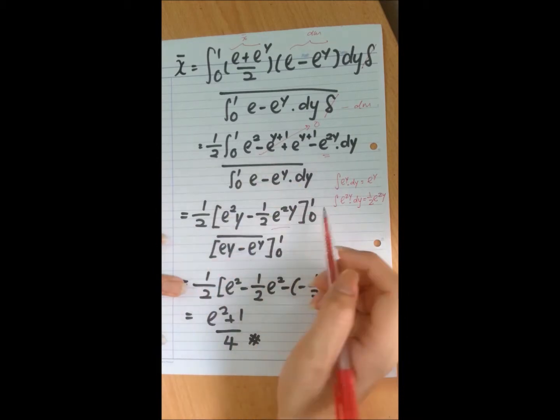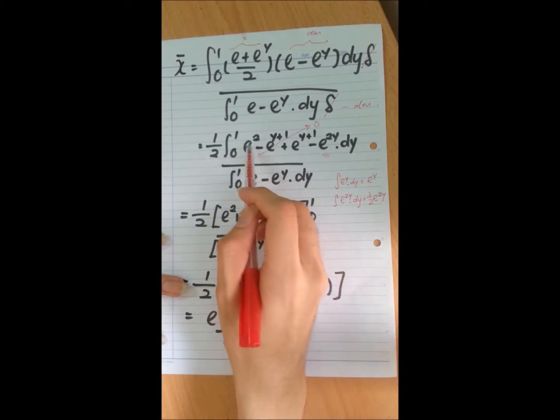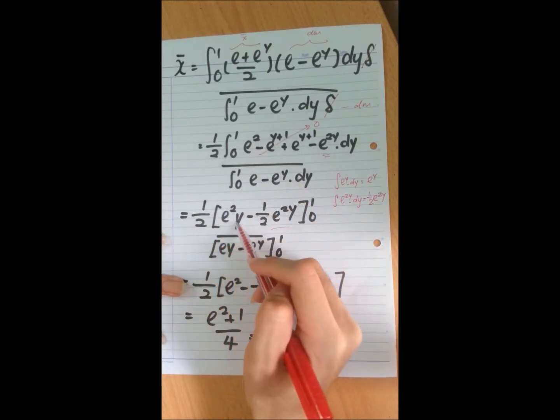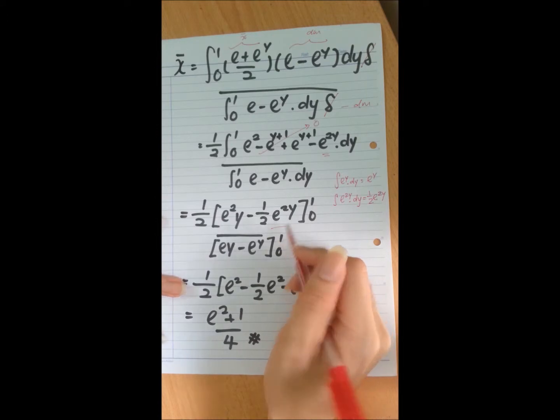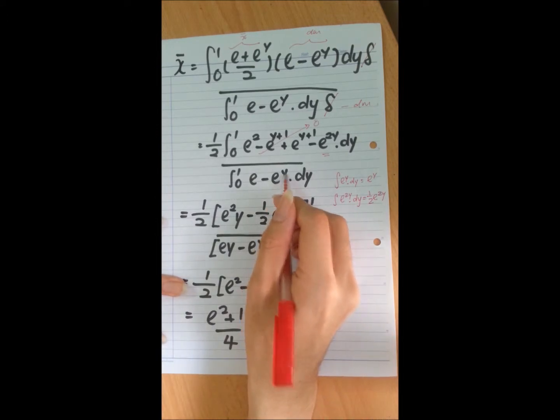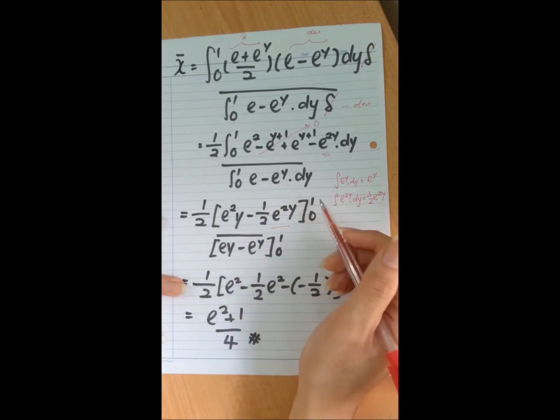The others will be simpler, because integrating e squared will give you e squared y, while the denominator will be almost the same as here: integrating e to the power of y, you get e to the power of y.